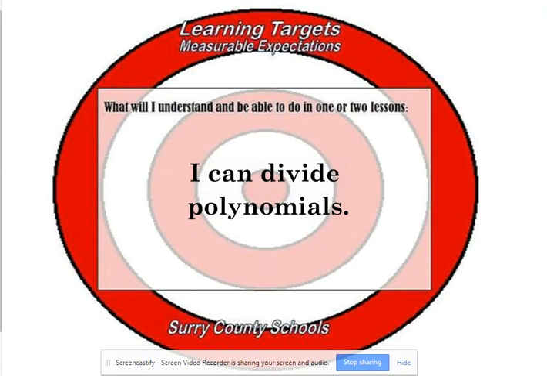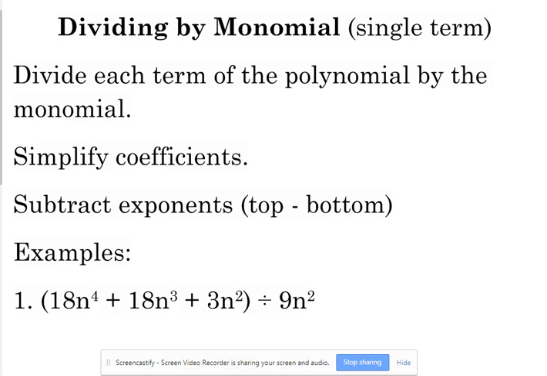Simple polynomial division, okay? Being able to divide polynomials. We're going to step up on this. The first type you probably have done before, but I just want to make sure we're all on the same page and review our exponent rules really quickly.